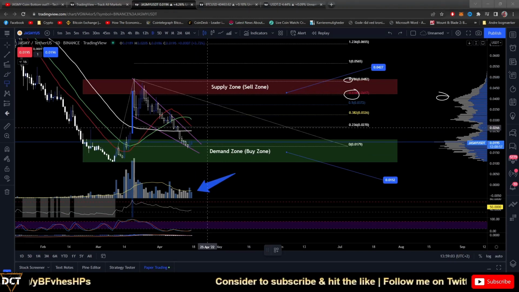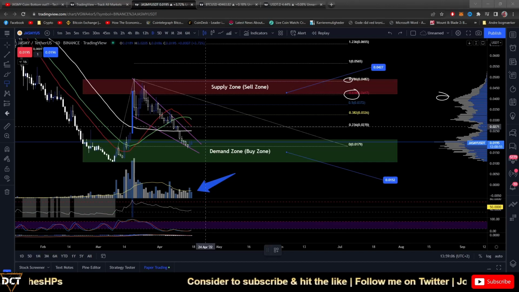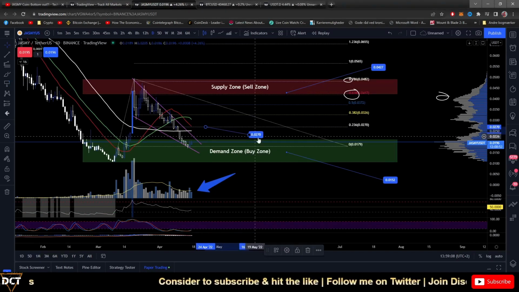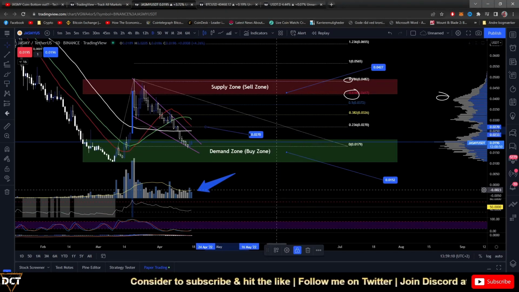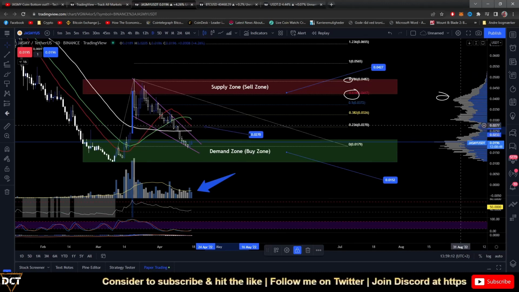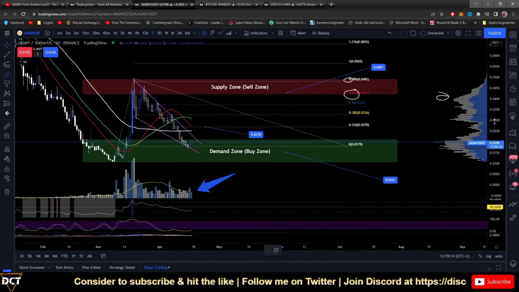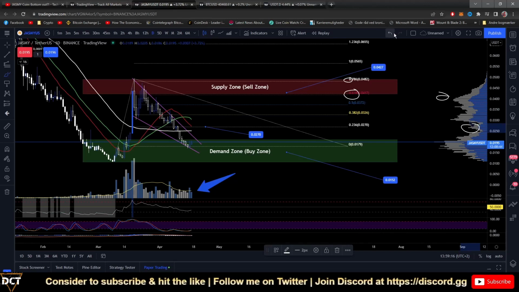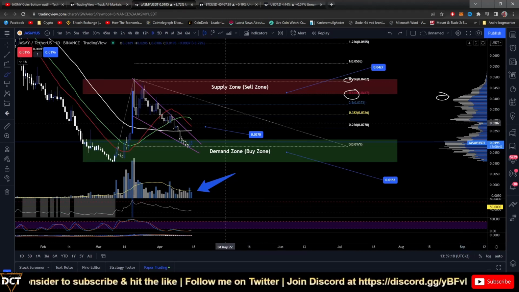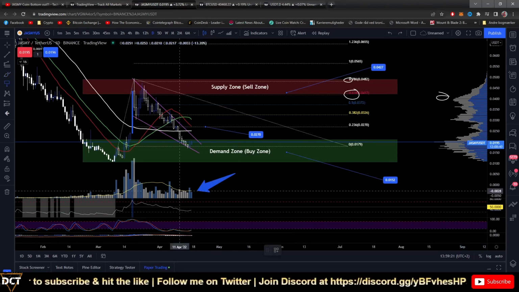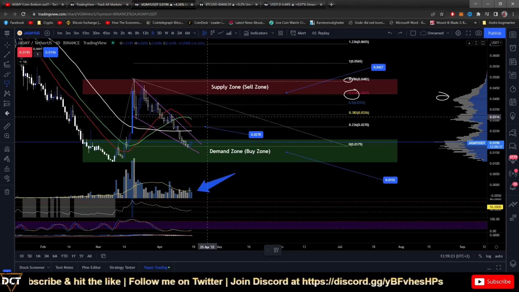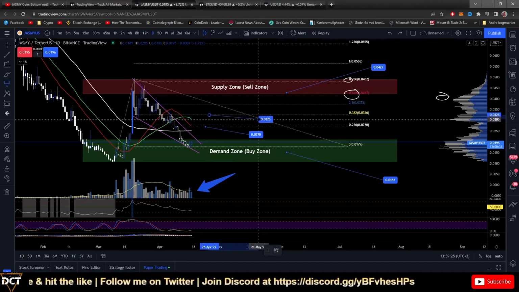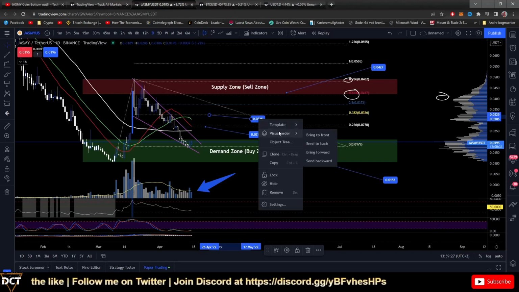The other resistance area is right over here. We have a small resistance, as you guys see right over here. Let me just lock this. As you guys see right here, it is aligned right over this area. If you guys haven't seen it, right over here, it is aligned with the VPVR and the Fib level, as you guys see here. The second will most likely be around these levels. All right, these are the second resistance area.